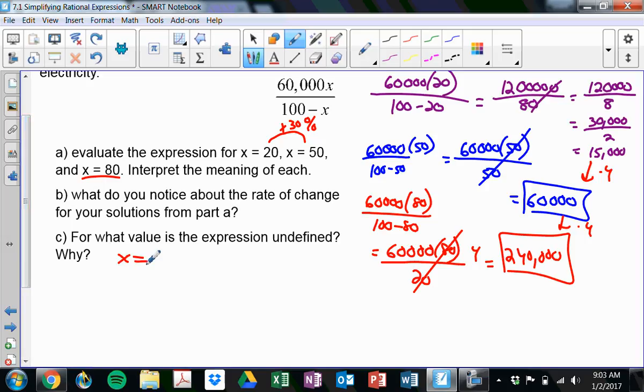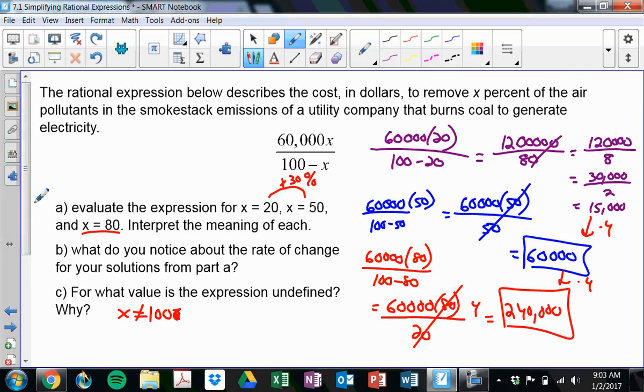X cannot be 100. If x was 100, 100 minus 100 would be 0, we'd be dividing by 0, which can't happen. Which suggests, based on this model, that it's impossible to pull out all of the pollutants from the smokestack emission. But even more so, it's financially unreasonable to try to pull out even 80%. That's a very, very high cost. It's tough to find the sweet spot for what's the best value for actually eliminating the pollutants while not grossly cutting into any potential profits.